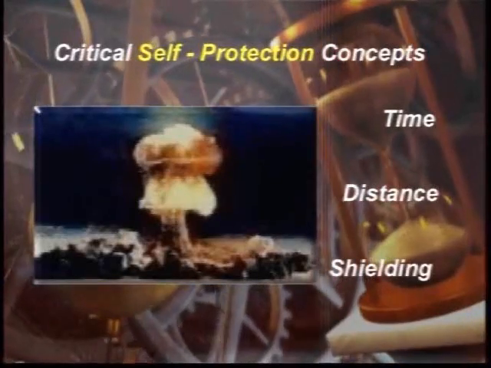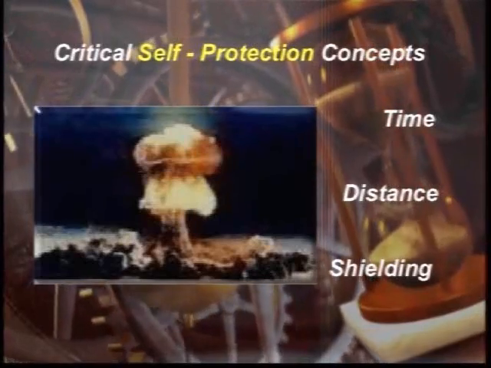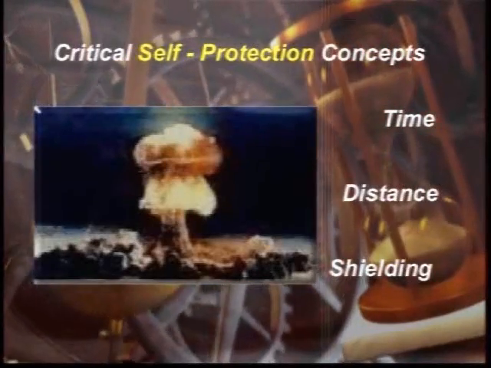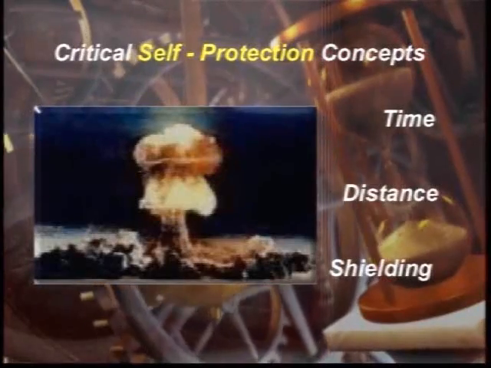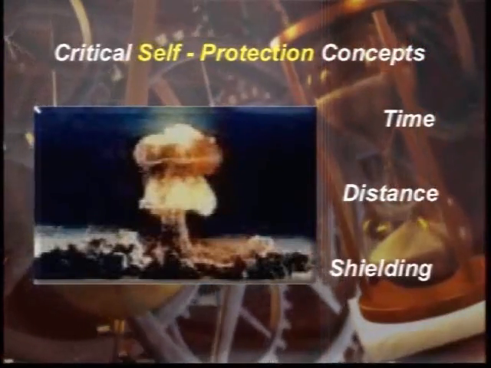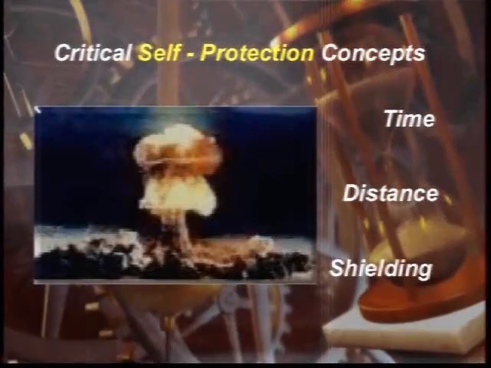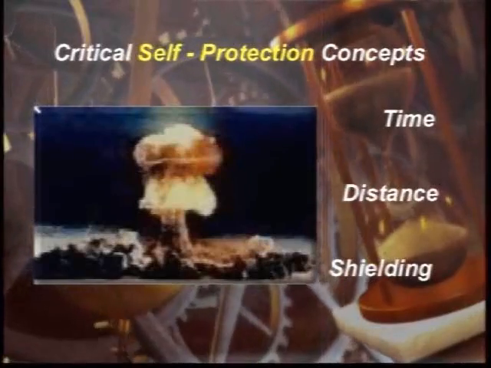Time means to subject people for as short a time as possible to the hazard. Time is of the essence to save lives. Time also means the danger will lessen the more time passes. Distance means avoiding contact with a contaminant. And shielding means using any protection you have available.